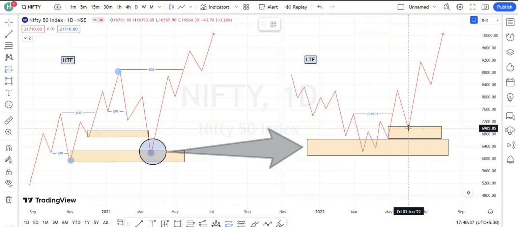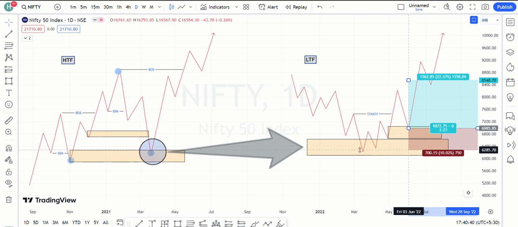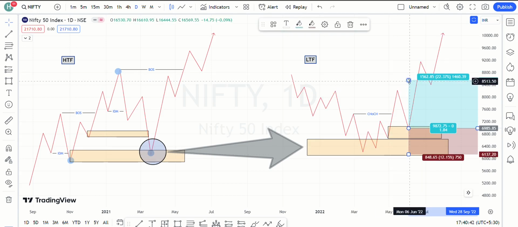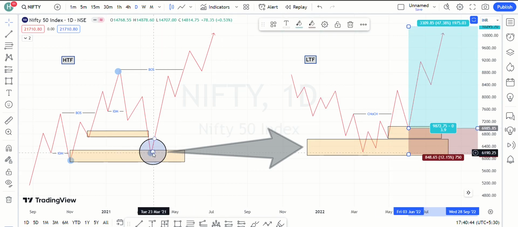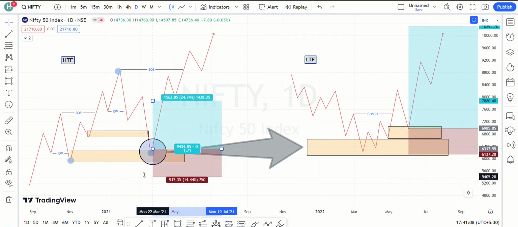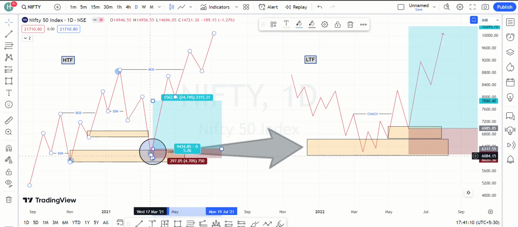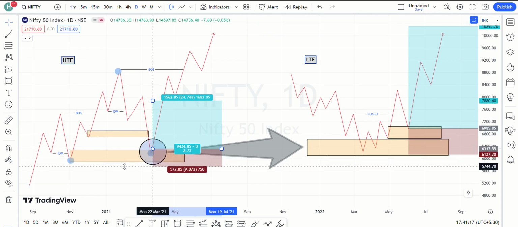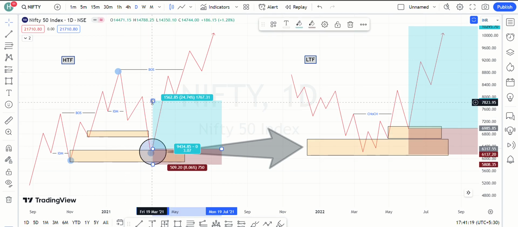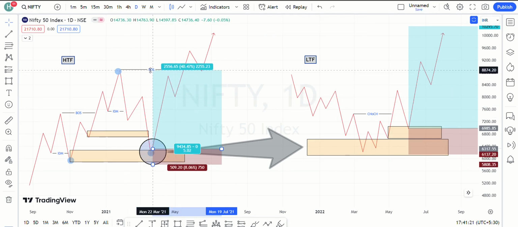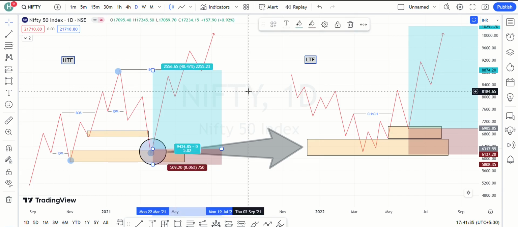Once the market hits, you have to set the stop below this, and the profit target will be on the higher time frame. If you switch here, the entry is somewhere here, and our stop loss will be below this low. If you want to play safer, you can take the stop loss below this one, and our take profit will be the previous high. So this is how we have to consider the higher time frame and lower time frame for entering the market in an SMC concept. Thanks for watching. Bye bye.